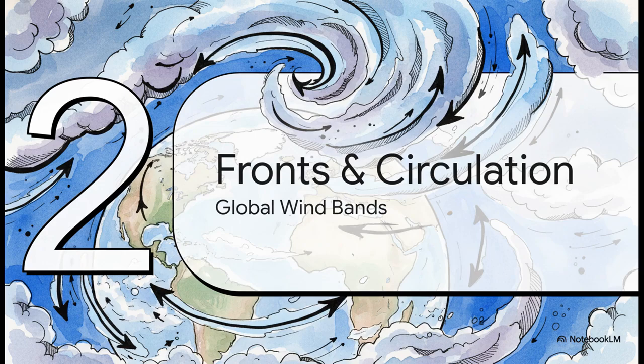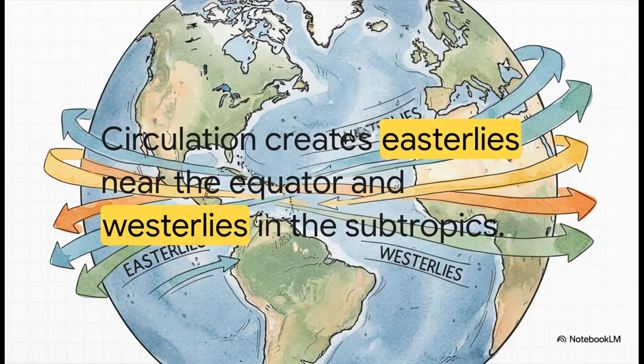Section 2. Fronts and global circulation. Now, these giant air masses definitely don't just sit still. As they shift around, global circulation creates distinct wind bands across the planet. We get bands of easterlies forming in the tropical air near the equator, but as you move out into the subtropics, the flow reverses into distinct bands of westerlies.